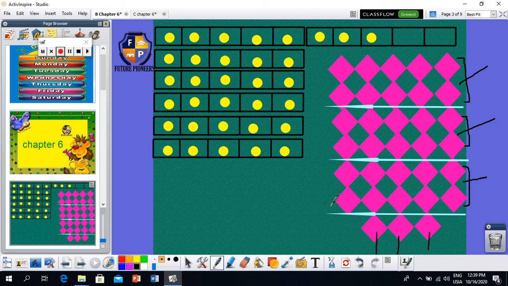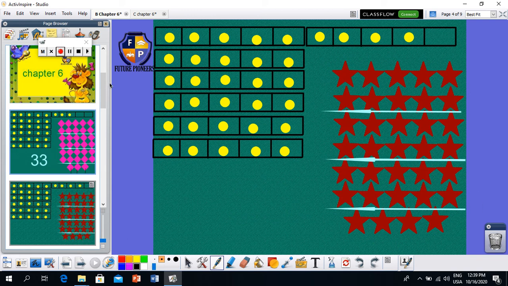So how can I write 33? 3 and 3. 33. I have 33 diamonds, so I draw 33 dots on the 10 frame.